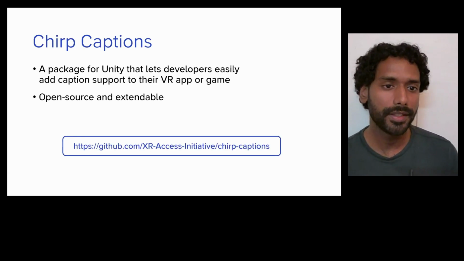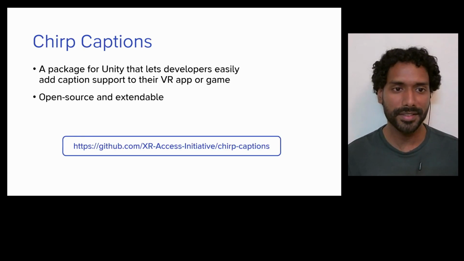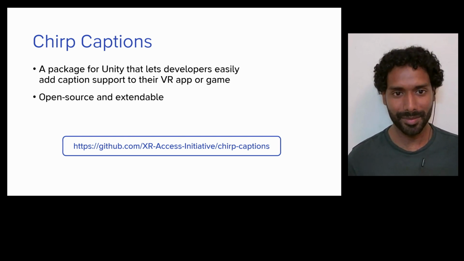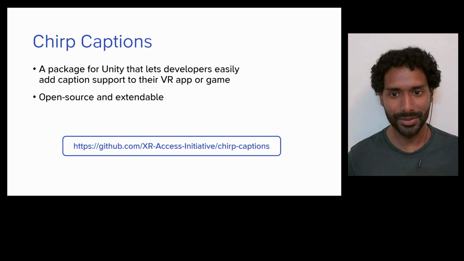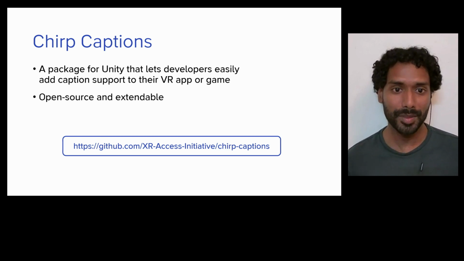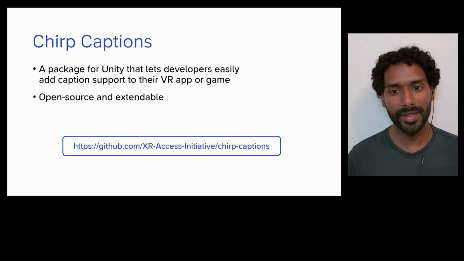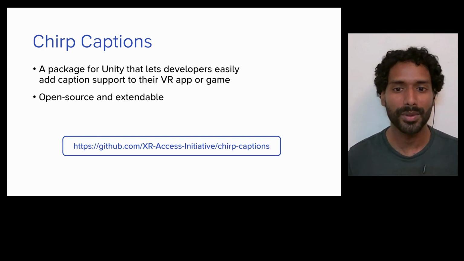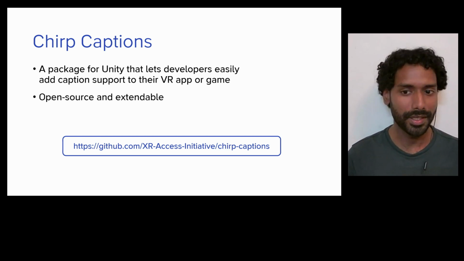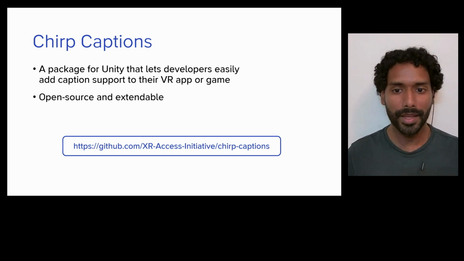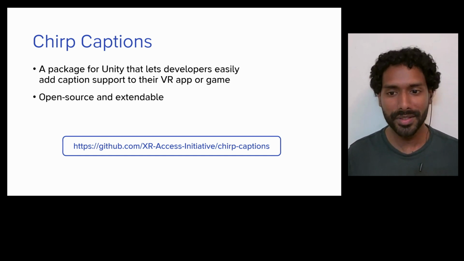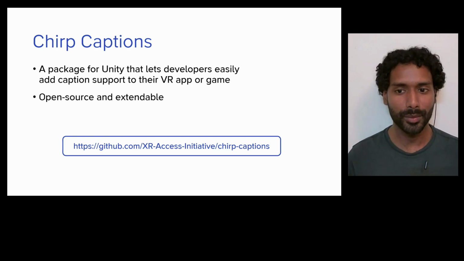So during the fellowship that I did at XR Access, I worked on Chirp captions. Chirp is just a random name we came up with, but it's a package for Unity that lets developers easily add caption support to their VR apps. Chirp aims to be an example of how captions can be implemented by providing developers with actual code and reusable components that they can use in their own apps. And most importantly, Chirp is open source so that anyone can see how it works and use the code in their own projects.